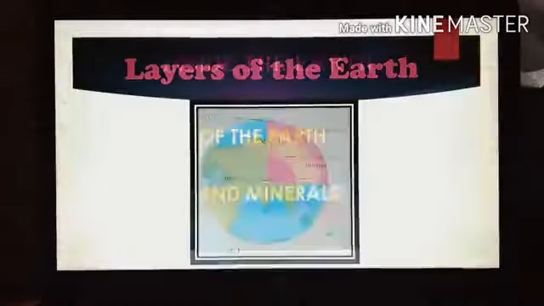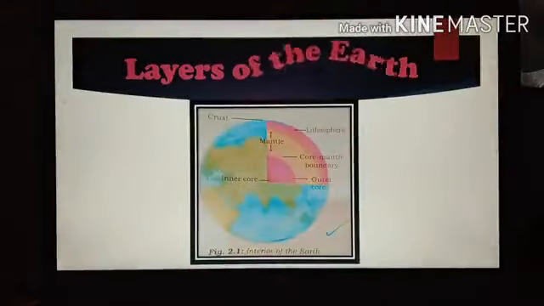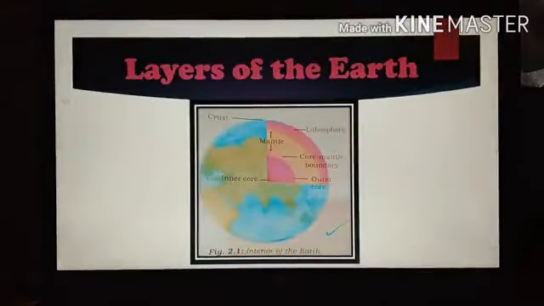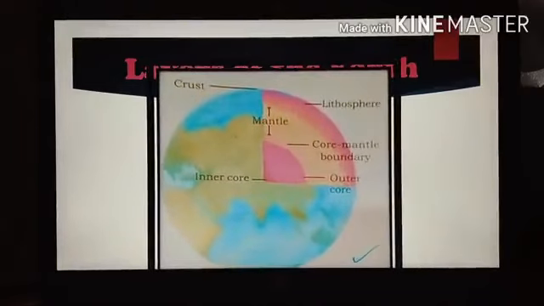In layers of the earth, we have different layers. Our earth has three different layers: the uppermost, the middle one and the innermost. The uppermost layer is known as the crust, as you can see in the diagram. The second, the middle one, is known as the mantle, and the last one, the innermost layer, is known as the core.